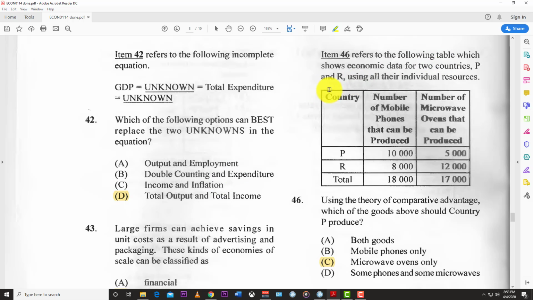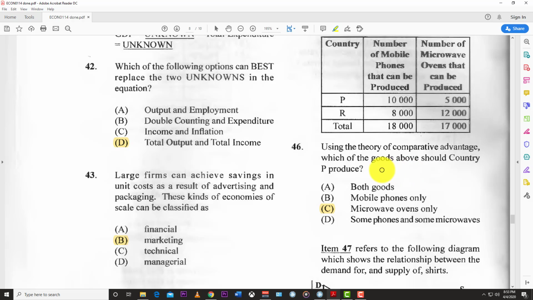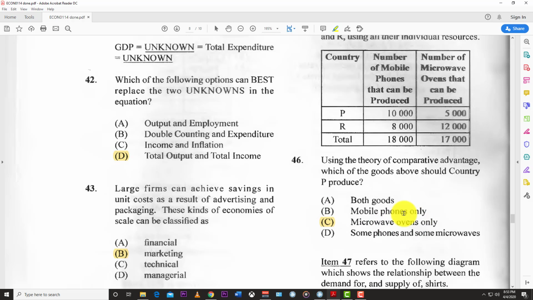46 refers to the following table, which shows economic data for two countries, P and R, using their individual resources. You see the number of mobile phones they can produce: 10,000 for P, 8,000 for R. Number of microwave ovens: 5,000 for P, 12,000 for R. Using the comparative advantage, country P should produce, and the best answer is microwave only, because they have a comparative advantage when producing microwaves.